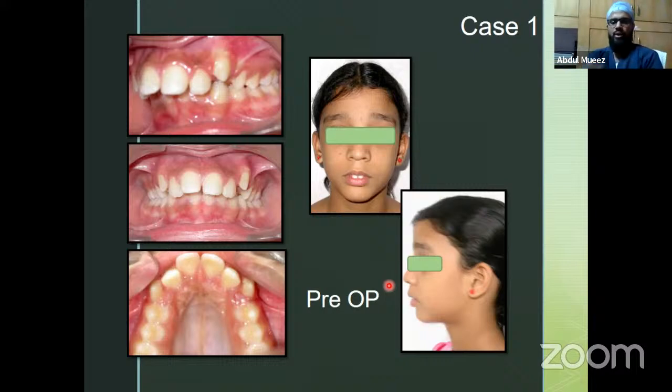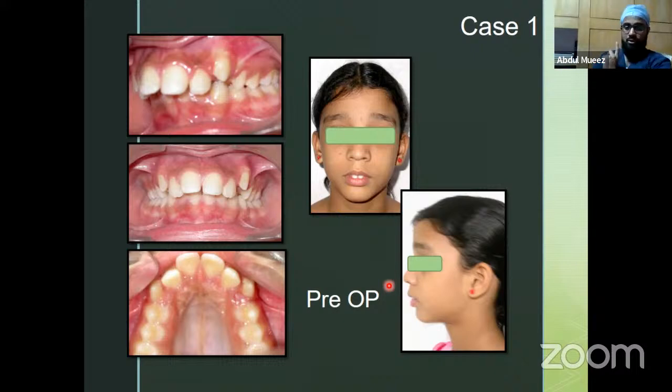So what I did first was go directly with the twin block. Twin block is basically a functional appliance which helps in getting your mandible forward. It also helps in the passive eruption of the remnant teeth. So this patient was treated in two phases. First, we did a twin block where we got her jaw forward.